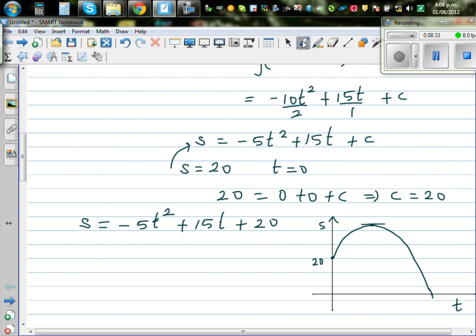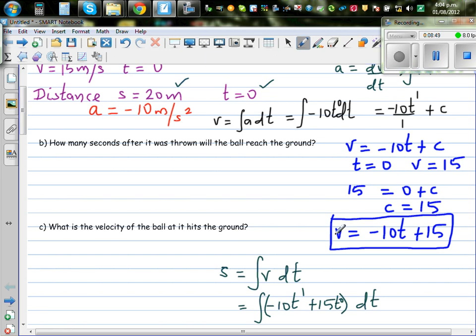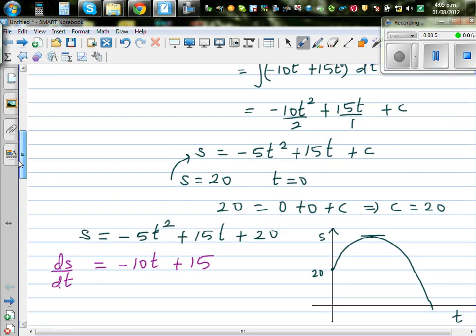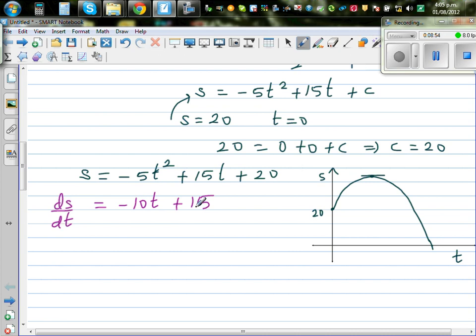So you have to differentiate this. So let us differentiate. So ds by dt is equal to, drop the power down, so this is minus 10t plus 15. And that's what we got, isn't it? Ds by dt is nothing but velocity. So in other words, what we are saying is, you reach the maximum height when your velocity is equal to 0. I hope you understand.